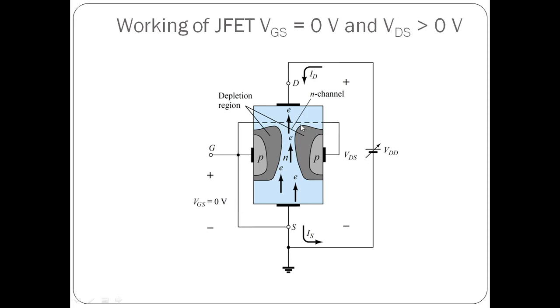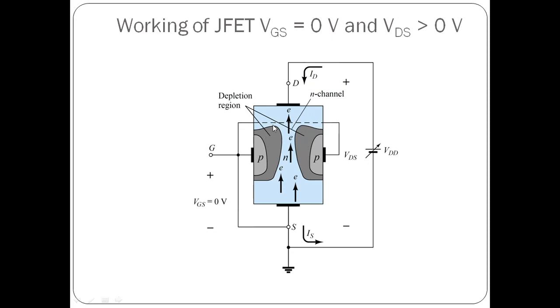What happens in this situation? As we can see, the drain terminal has a positive potential. Therefore, the electrons in the N channel, which are the majority charge carriers, will be attracted towards the drain terminal. As we can see, the drift of electrons towards the drain terminal. Now the conventional current flow is in the opposite direction of the electron flow. So this indicates therefore the conventional current flow of the drain current.